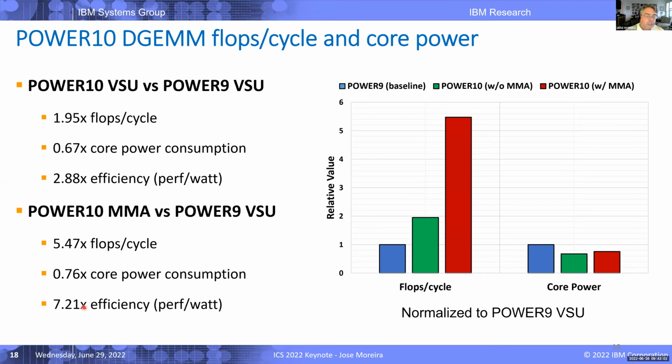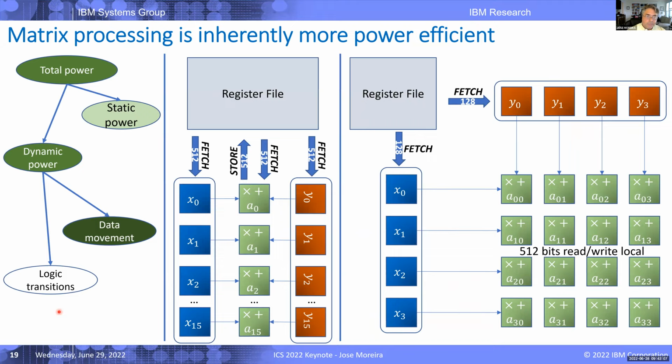Now, why is matrix processing inherently more power efficient? Well, because essentially you move less data and you move it a shorter distance. If you take the total power of a piece of hardware, you have static power, which is mostly leakage, and dynamic power, which is the power actually doing the computation. And dynamic power can be due to logic transitions, which the matrix computer doesn't change, right? You still have to do the same operations that you did in a vector unit, but you do a lot less data movement.